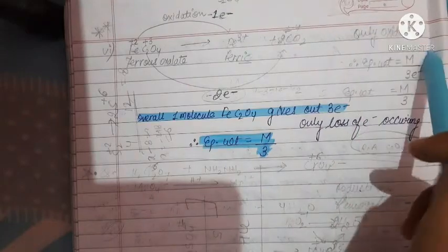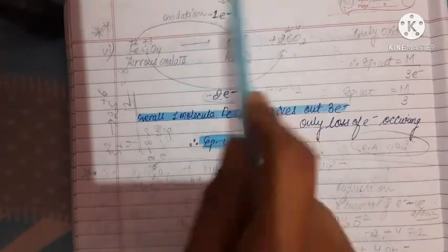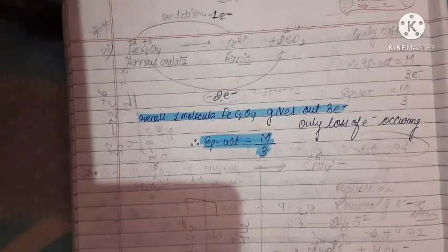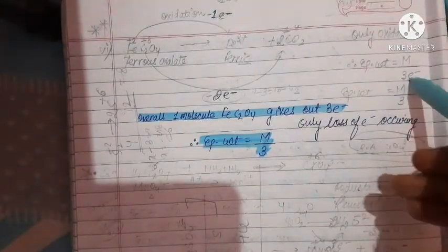Only oxidation is occurring. Loss of electron 1 and loss of electron 2, so total loss of electrons is 3. So there is loss of electrons, so we can say it is oxidation. So only oxidation is occurring. So equivalent weight equals molecular weight upon 3 electrons.